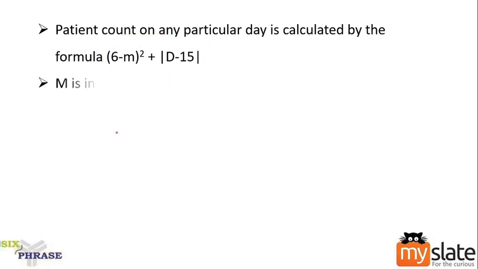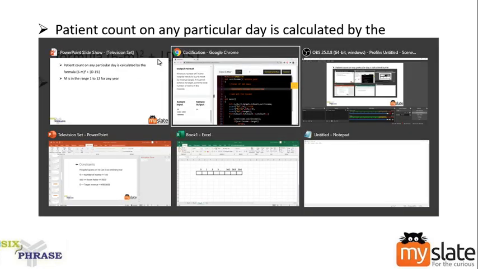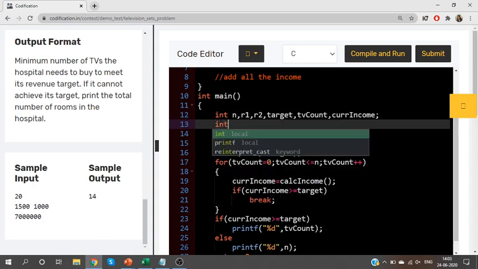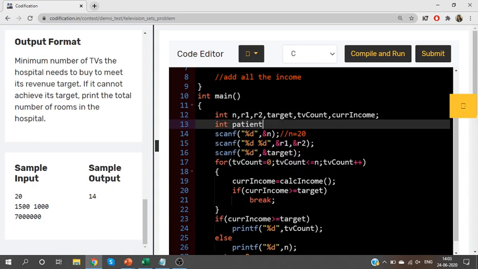M is nothing but the month. M value will be in the range 1 to 12. And how many days will we have? We will have 365 days. Since I have 365 days, we are going to get the patient count for all 365 days. Is it clear? And to access the values in the array, have a variable named index.